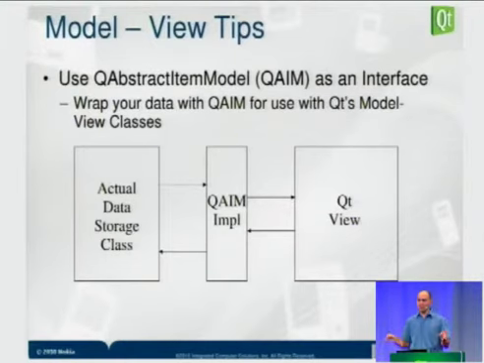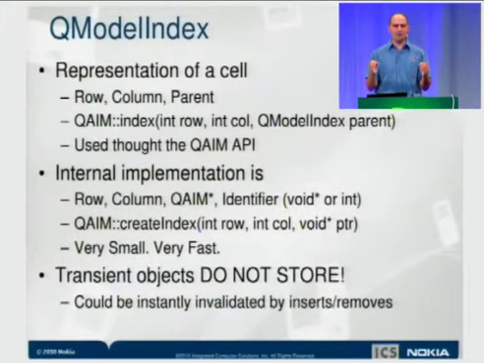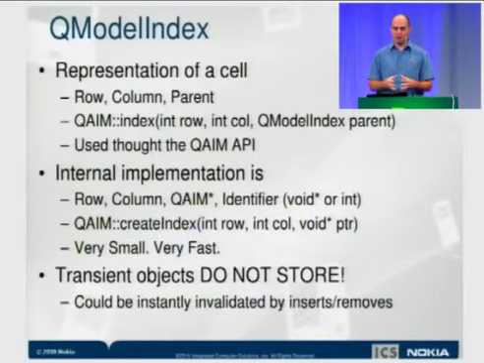When you implement your own model, there are some things you need to be aware of. The first is this class called QModelIndex. It is a representation of a cell in pretty much XY coordinates, row and column. But it also has another dimension called parent. And this allows you to make a tree.